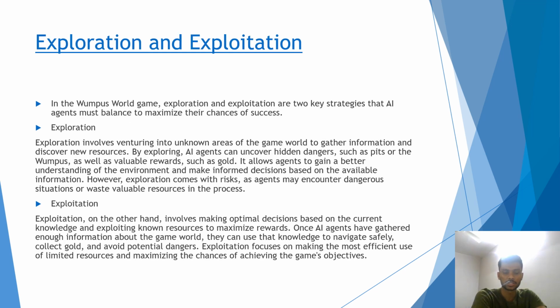Exploration and exploitation. In Wumpus World, exploration and exploitation are two key strategies that AI agents must balance to maximize the chances of success. Exploration. Exploration involves venturing into unknown areas of the game world to gather information and discover new resources.